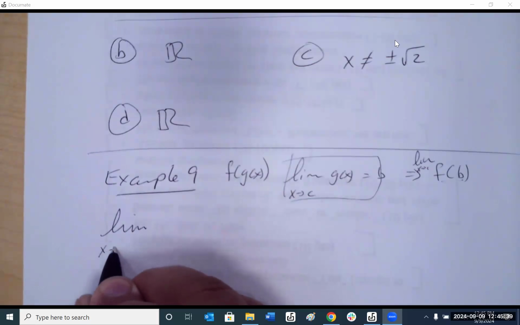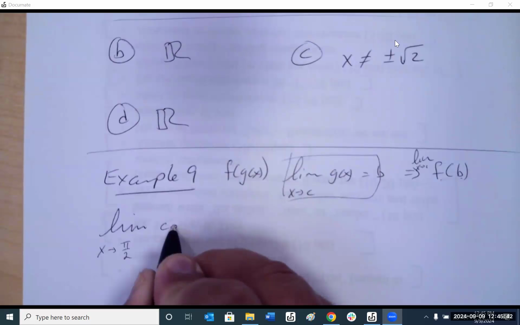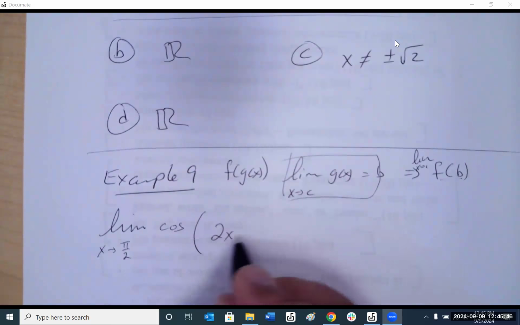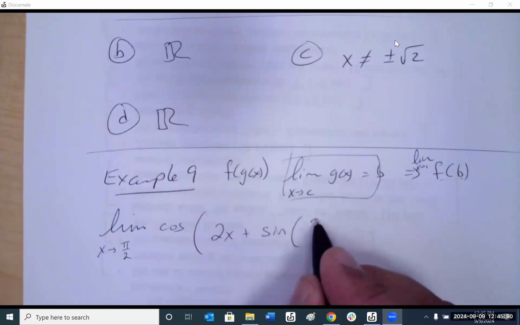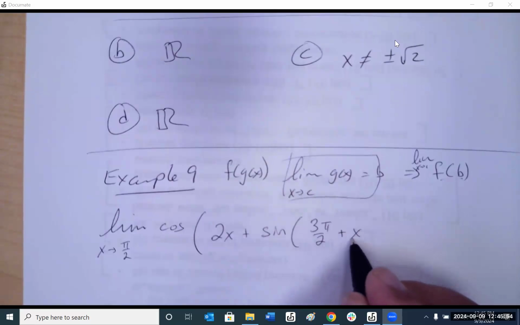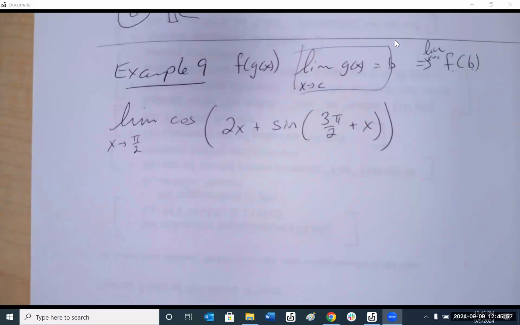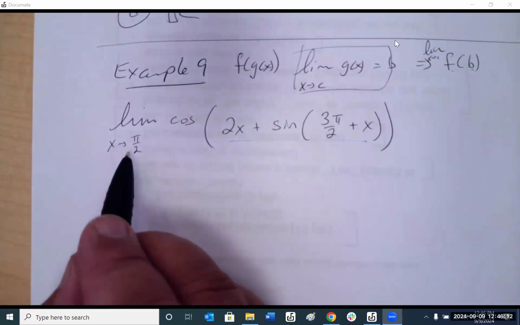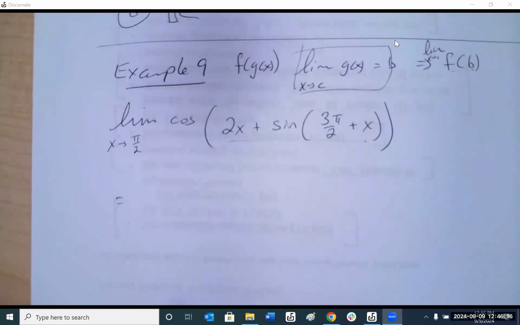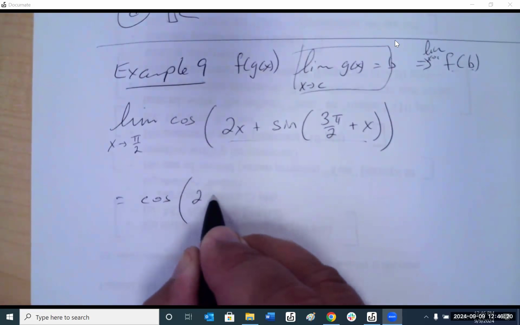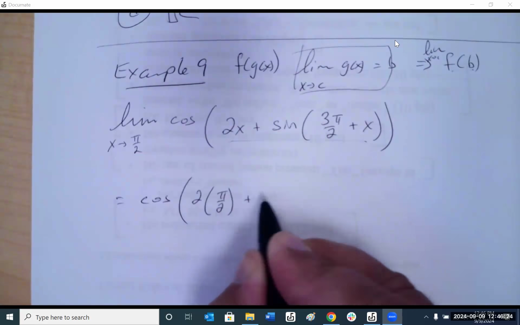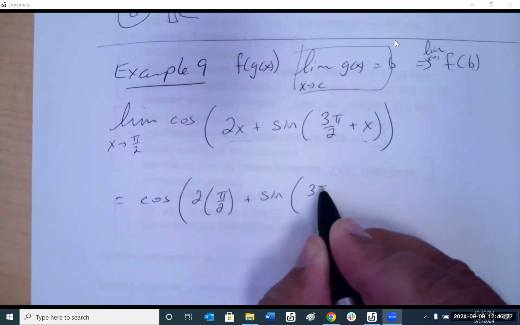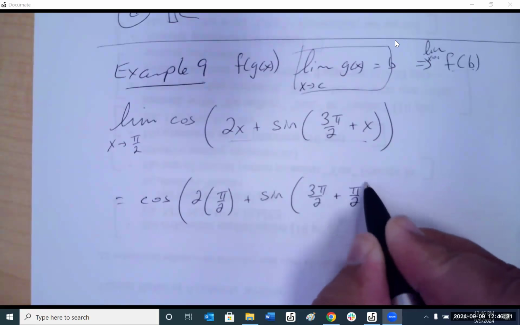The limit as x approaches pi over 2 of cosine 2x plus sine of 3 pi over 2 plus x. Let's work that one out. Let's plug in the inside. If we plug in pi over 2, we get cosine of 2 times pi over 2 plus sine of 3 pi over 2 plus pi over 2.